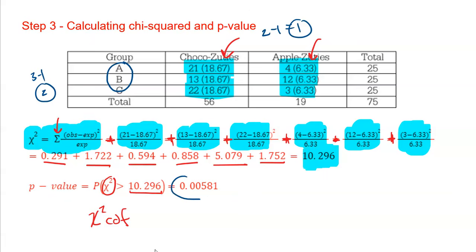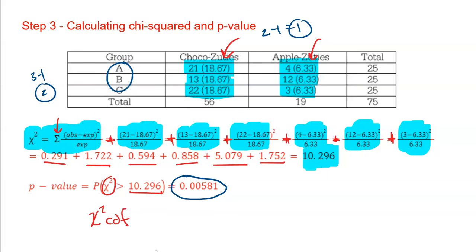And the p-value I got was 0.00581. Now, what does that p-value tell me? It means that the probability of seeing these observed values, when I was supposed to see these expected values, the probability of this happening is 0.00581. Now, that's pretty low. That is under 1%. That's under 5%.